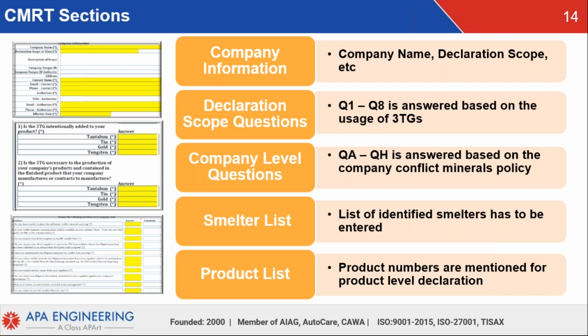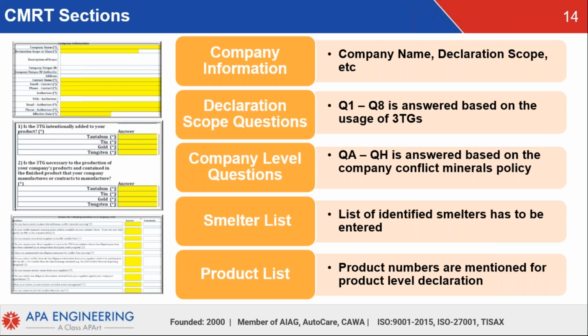The second section contains declaration scope questions. There are 1 to 8 interlinked questions. So if you answer one question as yes, the second question as no, logically it should work out. Otherwise, there is a chance of rejection from your customers. The third section contains company level questions. There are 6 questions, A to H, that are required to be answered based on the company's conflict minerals policy.